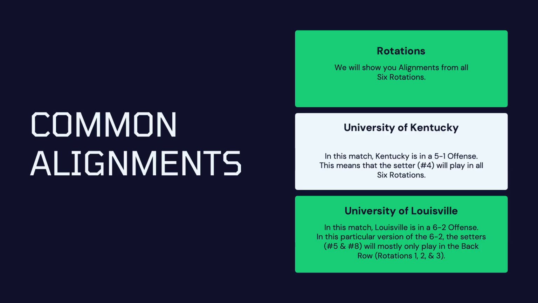In this particular match, the University of Louisville is running a 6-2 offense. In this version of the 6-2, our setters number 5 and 8 will mostly only play in the back row, rotations 1, 2, and 3. You may find teams that run a 6-2 where one of their setters plays rotations 1, 2, and 3 and plays only in the back row, and a setter will come in and play only the front row in rotations 4, 5, and 6.